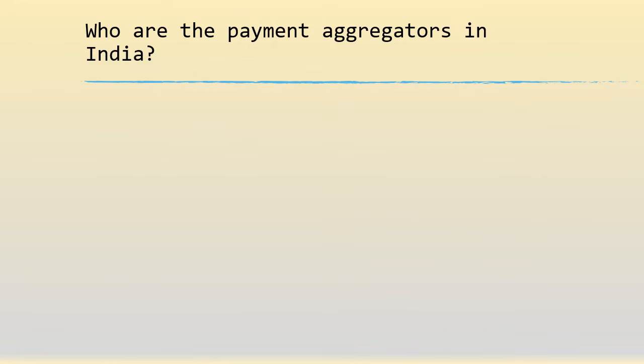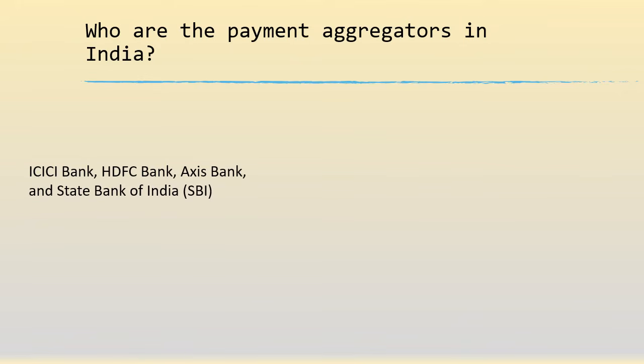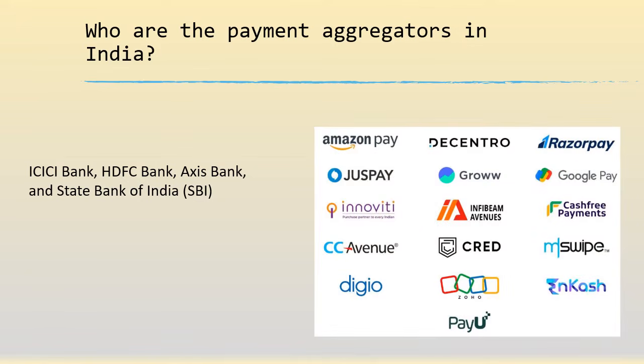So who are the payment aggregators in India? We have two types broadly. One are the banks like ICICI, HDFC, Axis, and SBI. These do not require a specific license because they already have a license for banking by the Reserve Bank of India.